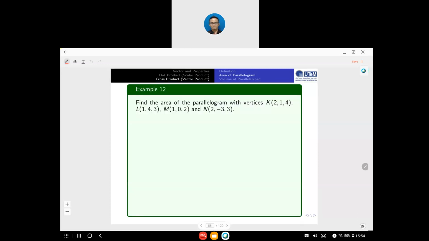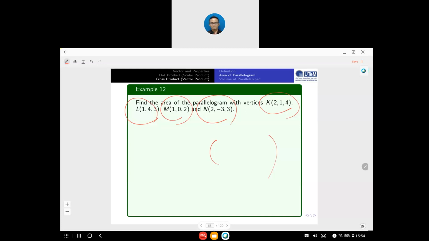Find the area of the parallelogram with vertices K(2, 1, 4), L(1, 4, 3), M(1, 0, 2) and N(2, -3, 3). Remember, the question is given in terms of points. They give it in round brackets. Okay, when it's given in terms of round brackets, you need to transform it into vectors. Don't confuse vector and point. This one is a point.